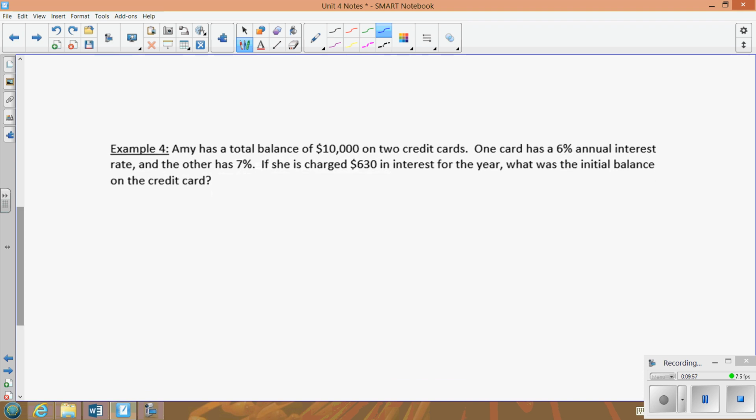Example 4 says Amy has a total balance of $10,000 on 2 credit cards. One card has 6% annual interest and the other has 7%. If she is charged $630 in interest for the year, what is the initial balance on the credit card? So she has 2 credit cards. That's important. So we want to know the initial balance on each of the credit cards.